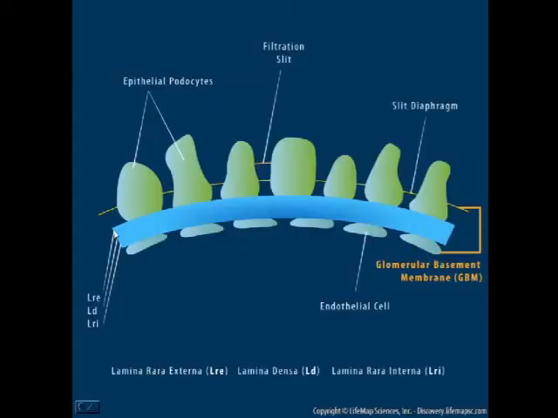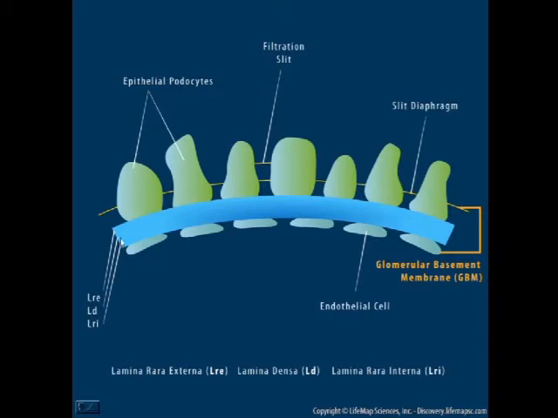Lamina rara externa is the electron-lucent layer adjacent to the podocyte processes. It contains the adhesive glycoproteins laminin and fibronectin, which assist the podocytes to maintain their attachment to the GBM. This layer also contains some polyanionic glycoproteins that are rich in heparan sulfate and hence specifically prevent the passage of negatively charged molecules through the GBM. The middle one is the lamina densa.